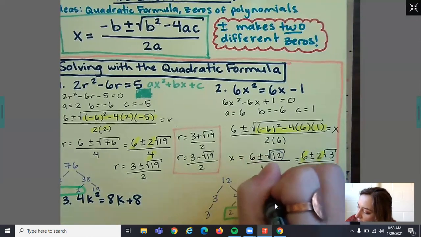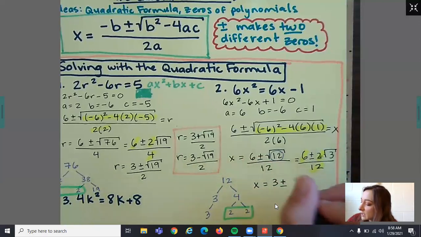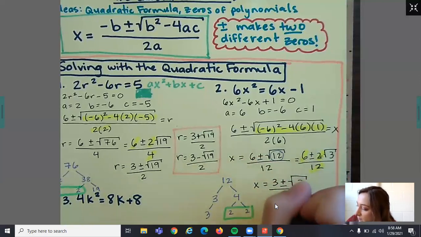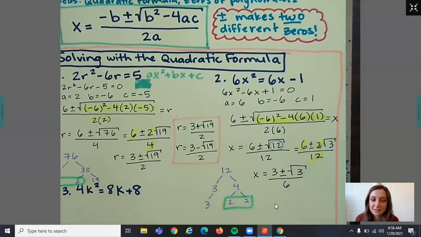We're going to get x equals 6 divided by 2 is 3. 2 divided by 2 is 1, so we're actually just going to get plus or minus the square root of 3. And then 12 divided by 2 is 6. Now looking at this, it seems like you could divide everything by 3, but there actually is not a number in front of here that you could divide by 3. So if I divided this root 3 by 3, it would just be root 3 divided by 3, which isn't the prettiest, so we're just going to leave it like this.